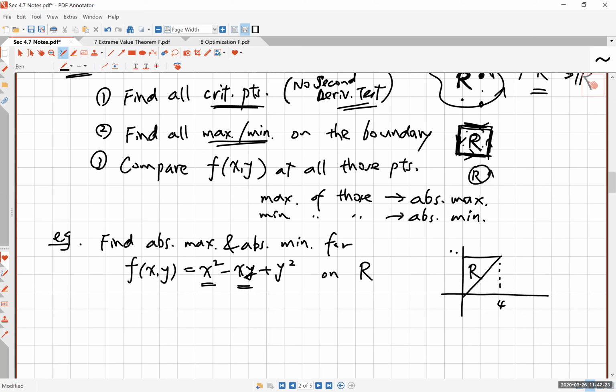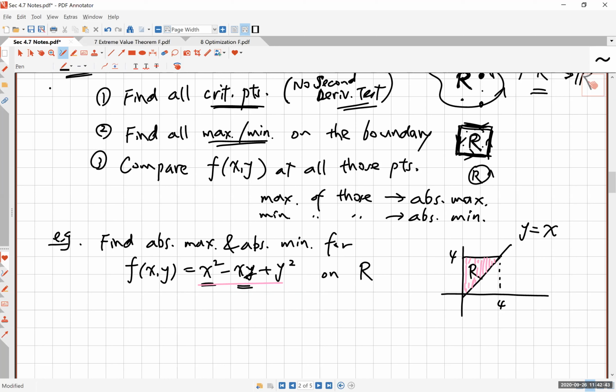It's half of the 4 by 4 square. Okay, so this line is y is equal to x. Okay, is that clear? So this is closed and bounded, of course. It's a closed and bounded region. And this is a continuous function. So by the extreme value theorem, there will be an absolute maximum and there will be an absolute minimum.